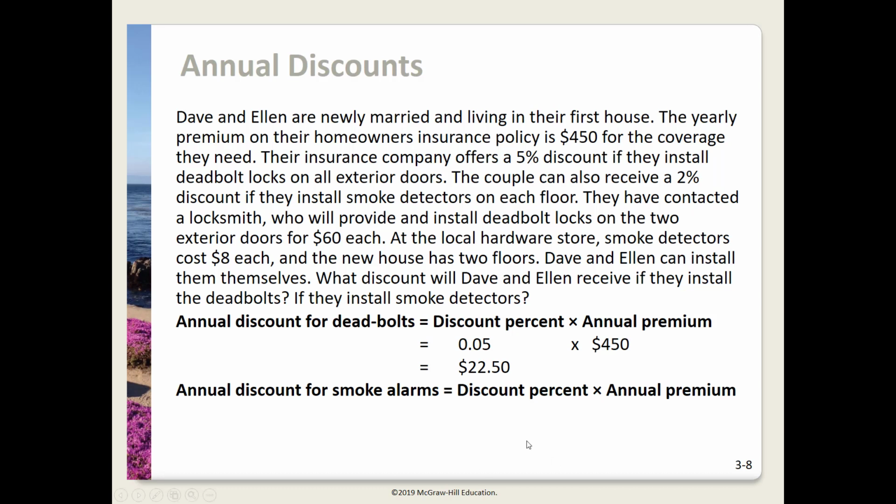And then we'll do the same process for smoke alarms. For the smoke alarms, the discount percentage was offered at 2%, or 0.02, and our annual premium is the 450 still. So when I multiply these two numbers, my annual discount for smoke alarms is $9.